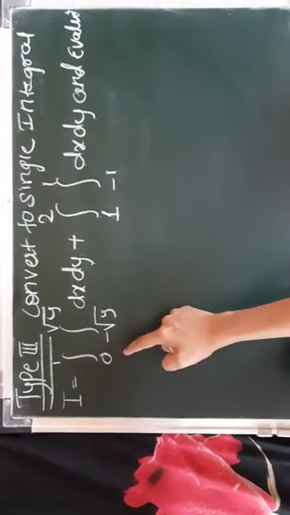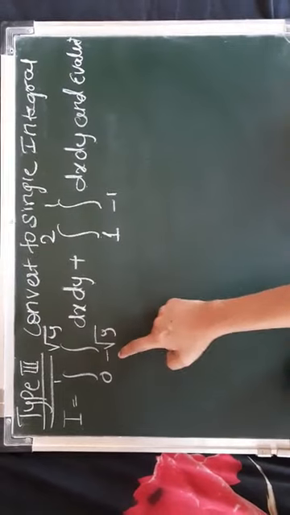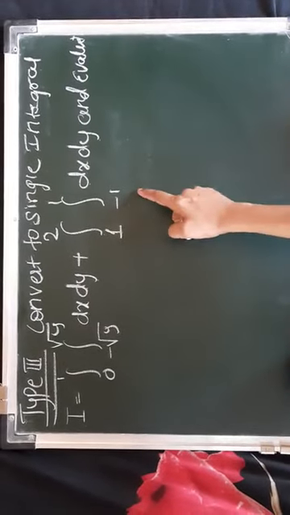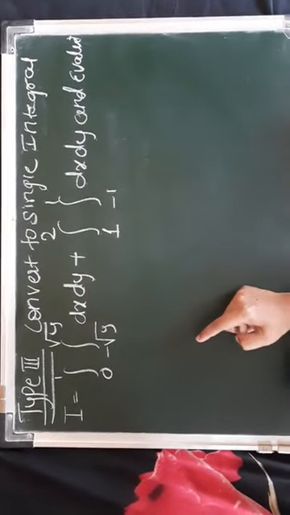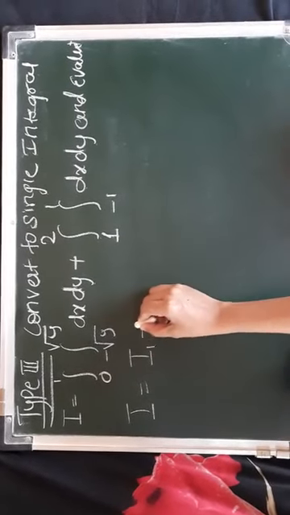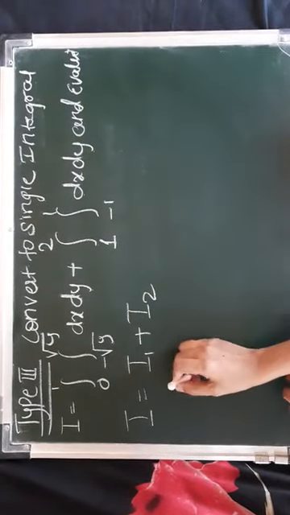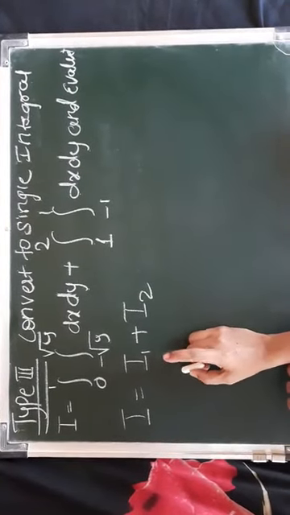So the type 3 examples in double integrations are, you have to convert the integration which is given in two terms to a single term integration. What is the meaning? Now you can see that I is equal to I1 plus I2, first integration plus second integration. This I have to convert to a single term. So how are we going to do it?